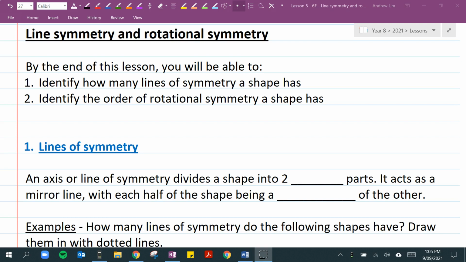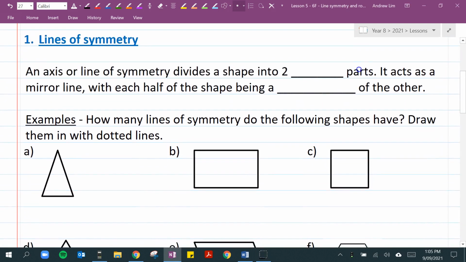So by the end of this lesson you'll be able to identify how many lines of symmetry a shape has and identify the order of rotational symmetry a shape has. So let's have a look at the first part of this lesson, lines of symmetry.